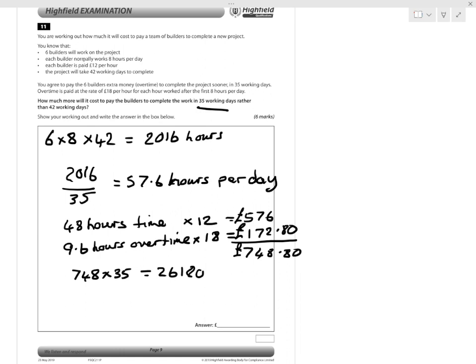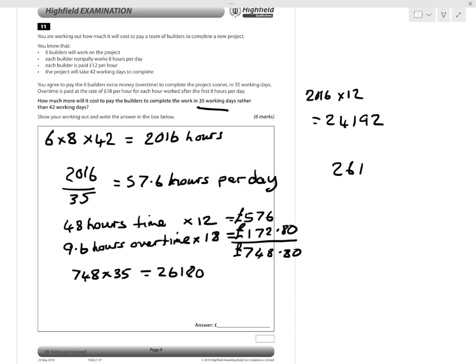26,180. So let's do if they do it in 42, 42 hours, it will be 2,016 hours times £12, which is equal to 24,192. Now, how much more is the difference between these two numbers?